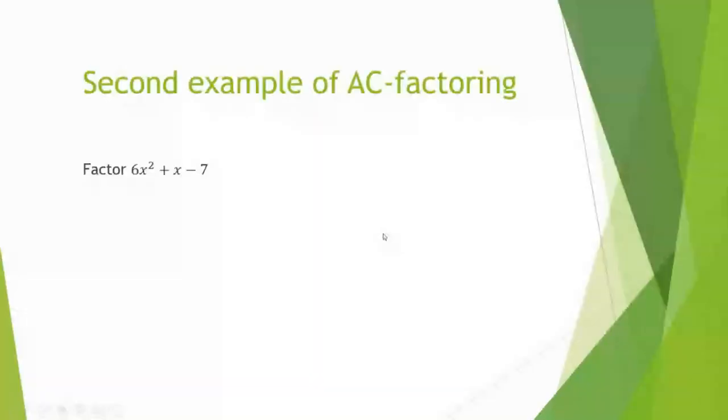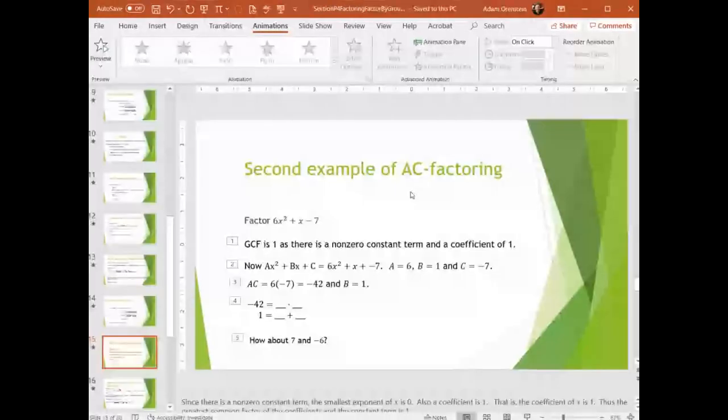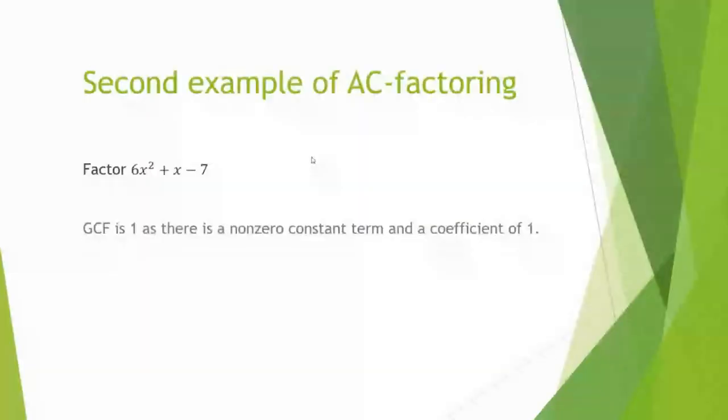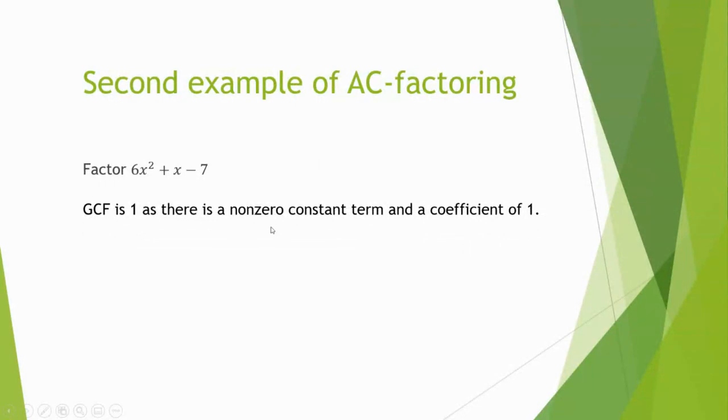So here's another example. We're going to factor this thing. Now, hopefully from here you can see, remember, you always want to get the GCF first, right? Well, hopefully you can see from this that the GCF is going to be 1. Well, again, that's because there's a non-zero constant term. So you can't factor out x out of every term.